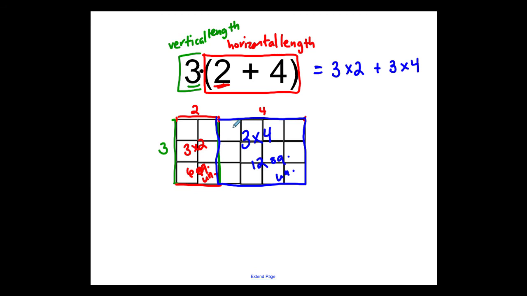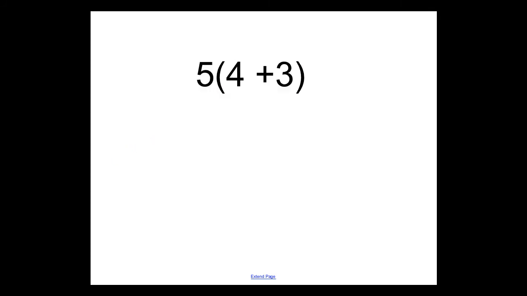Let's do another example without having to draw the individual tiles. Knowing what we did right here, we're going to apply it to a different number expression. So we have 5 times the sum of 4 and 3. So remember, when you have two numbers being multiplied by each other, this number will be your vertical length, and this number right here will be your horizontal length.